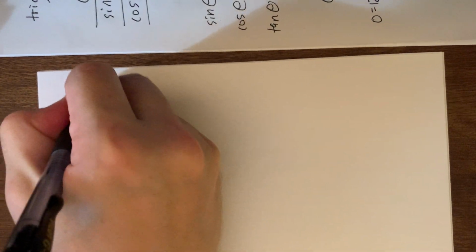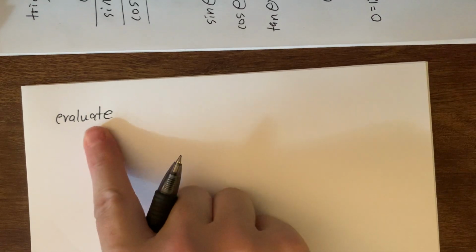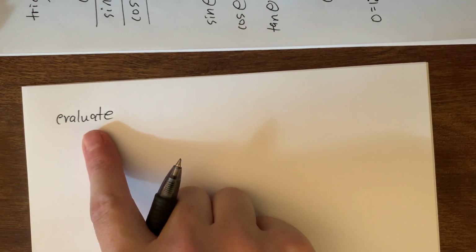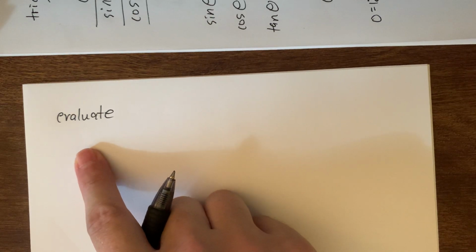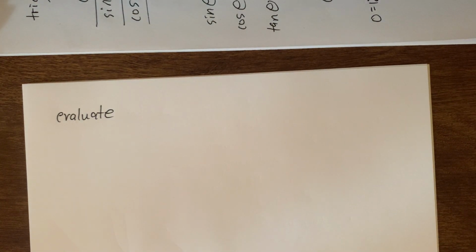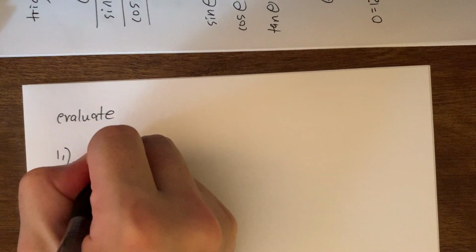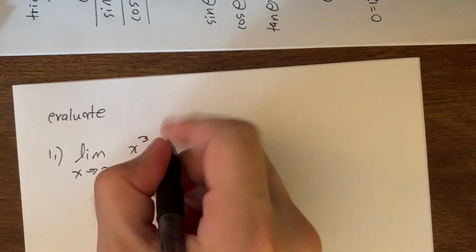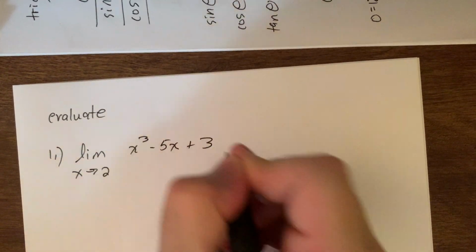Let's evaluate. You notice so far today, all the directions have just been evaluate. Again, those math directions do what the notation tells you. So far we've had limits and function notation, so we're just doing what that tells us. Understanding the notation is a big part. But now, 2 problems. Number 1, let's take a look at the limit of x cubed minus 5x plus 3.